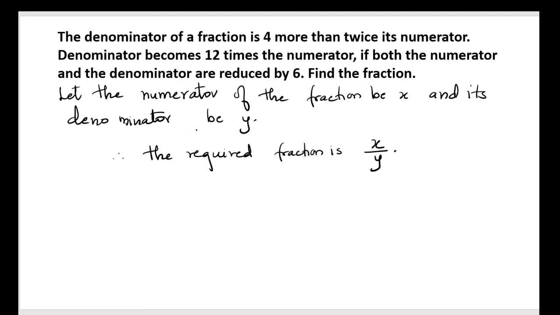So what have we taken the denominator here as? We have taken the denominator as y. So y is 4 more than twice its numerator. What is the numerator? It is x. So the denominator y is 4 more than 2 times the numerator. It becomes y is equal to 2x plus 4, which would be our statement number 1.